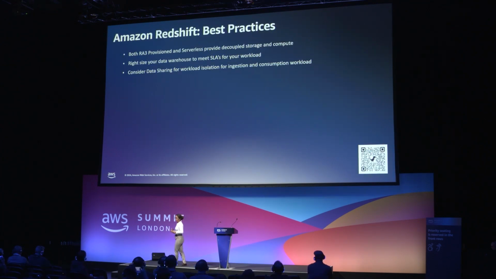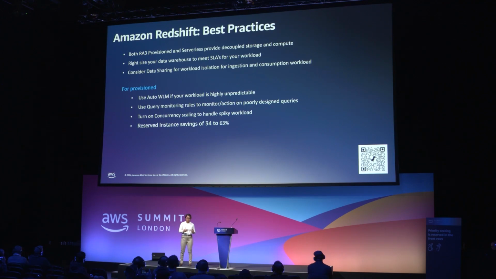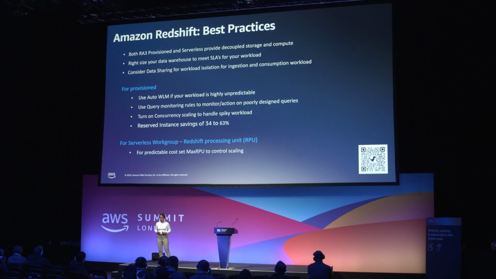So let's summarize best practices for Amazon Redshift. Use RA3 or serverless configuration to separate your compute and storage. When you size your data warehouse, make sure it is based on the size of your data and how you're going to consume your data. Use data sharing to isolate your producer cluster and the consumer cluster. For Redshift provisioned, use AutoWLM for unpredictable workloads, and then set query monitoring rules to control your data traffic. Use concurrency scaling for spiky workloads, and use reserved instances to save costs. And for serverless, set a maximum limit of your RPU to control your costs.